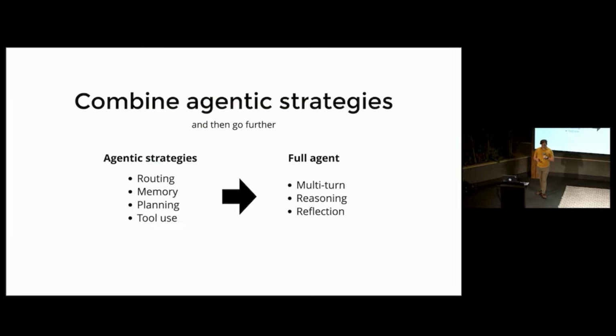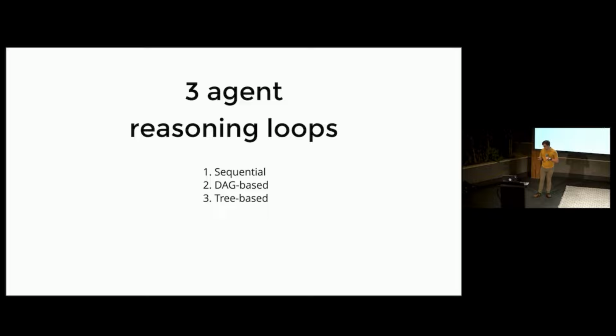So now we've seen the basic agentic strategies. We've seen routing, memory, planning, and tool use. But we can go further. Let's make our agent multi-turn. Let's give it reasoning and planning. Let's give it reflection. And let's talk about how we get all of those things done. There are three types of agentic reasoning loops that I want to talk about: sequential, DAG-based, and tree-based. These also live on a spectrum, just like the previous techniques, from simple to complex and from cheap to expensive in terms of computing.